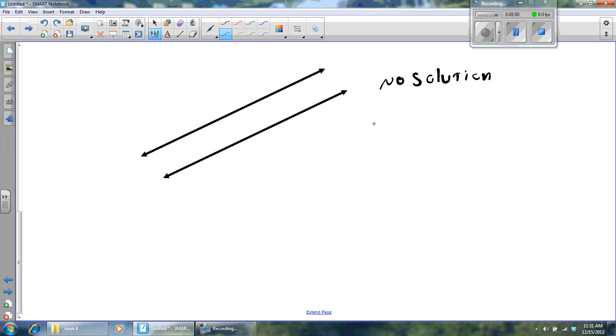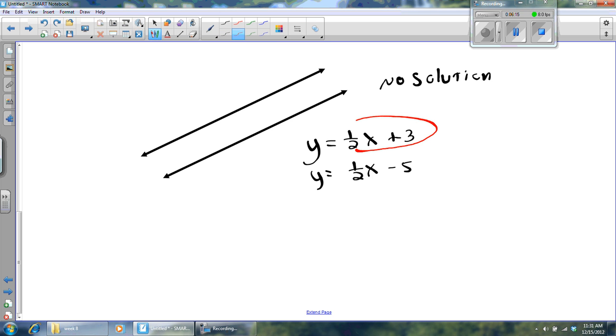You could come up with a situation where there'd be no solution. And a no solution problem would end up looking like this. You did all of your work, and then the variables disappeared, and you end up with a false statement. For example, let's say one equation was y equals 1/2 x plus 3. The other equation was y equals 1/2 x minus 5. All right. Well, y is already solved for in one of the equations. I'm going to take this, and I'm going to put it in here. So I'm going to get 1/2 x plus 3 equals 1/2 x minus 5.